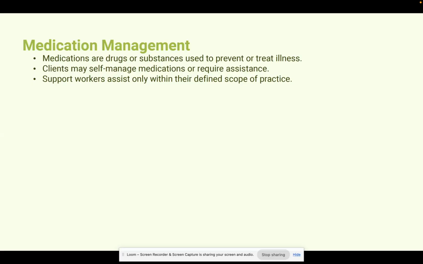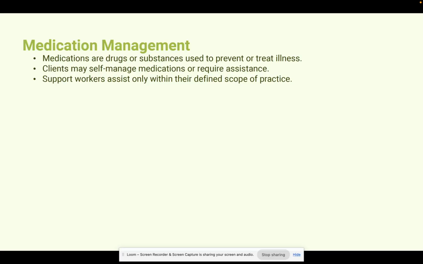So basically, in medication management, you're only allowed to give oral medication. However, that will always depend on the company policy. That's why medication administration or management is included in our lecture. Clients may self-manage medication or require assistance. Mostly in a community care setting, you will just hand over the medication to the client and then remind them that it's time to take their medication. That's basically how a PSW should assist in terms of oral medication.